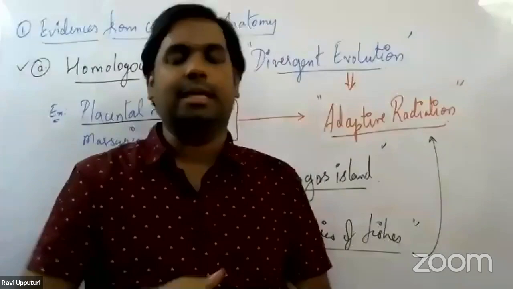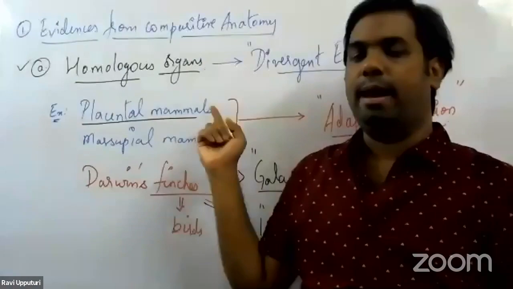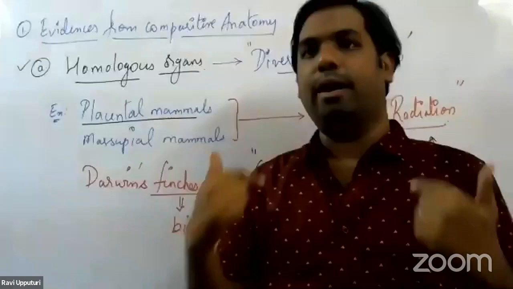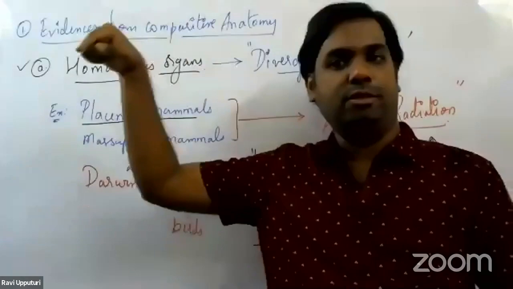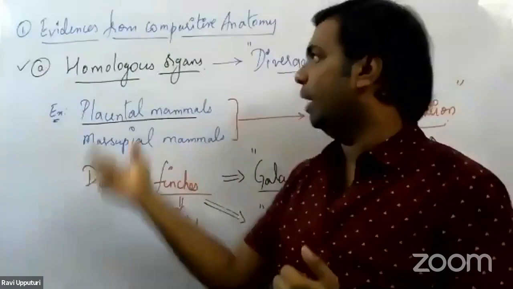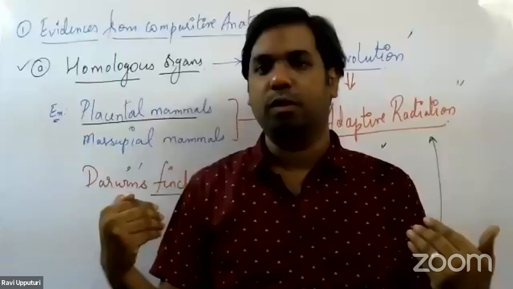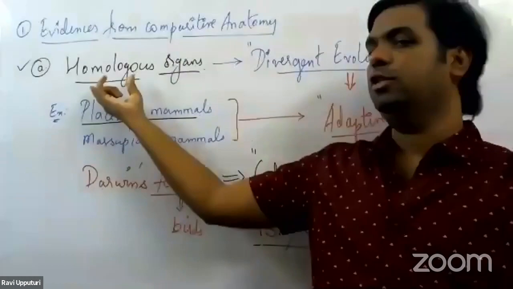We have taken up a couple of examples with regards to adaptive radiation. Number one, placental mammals as well as marsupial mammals underwent adaptive radiation, whereas Darwin's finches also underwent some sort of adaptive radiation, right? So all of these animals exhibit divergent evolution or adaptive radiation. They have organs having similar structure, similar origin, but they start performing different functions. That is what we have with homologous organs. By analyzing these homologous organs, we get some proof of how evolution had taken place. So this is the first type of organ under evidences from comparative anatomy, called homologous organs.